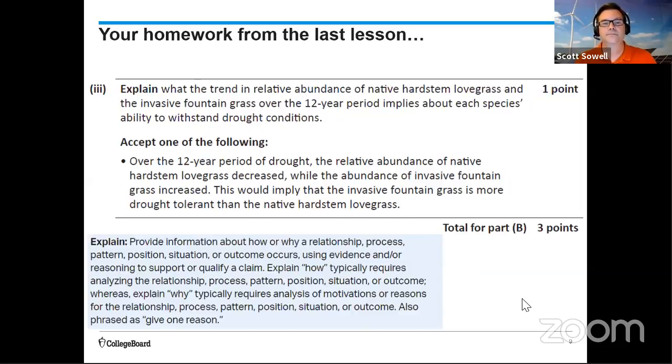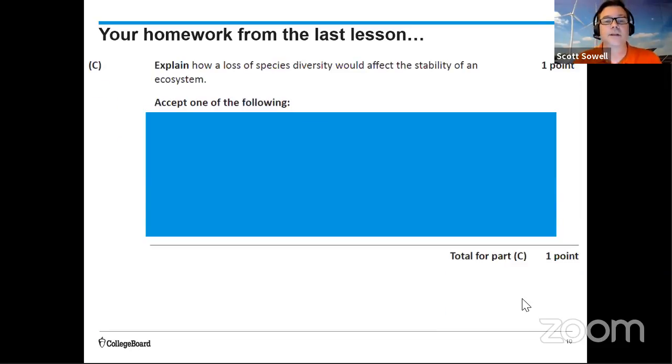That's an explanation. C, explain, there's the word again, how a loss of species diversity would affect the stability of an ecosystem. And I know I've mentioned this before in Unit 1, and Ms. Fassler mentioned it the other day, that there is a relationship between species richness and biodiversity and the stability of an ecosystem. How resistant is the ecosystem to change, and then how resilient, how much can it bounce back from that change? And so again, think about the relationship between the stability of a tundra versus the stability of a tropical rainforest, for example.